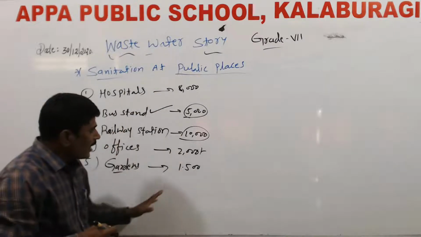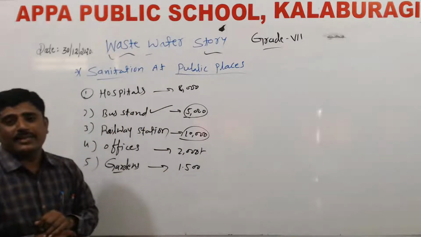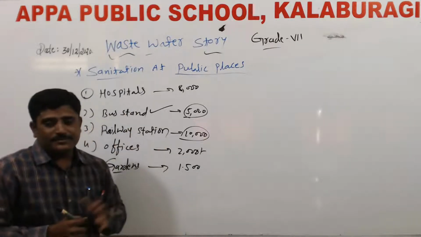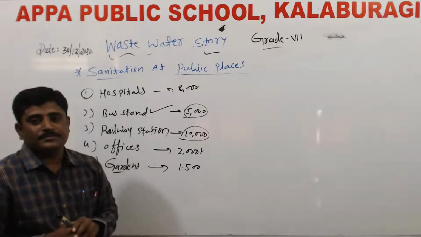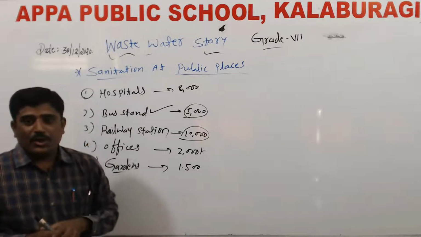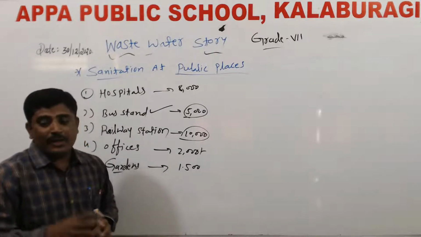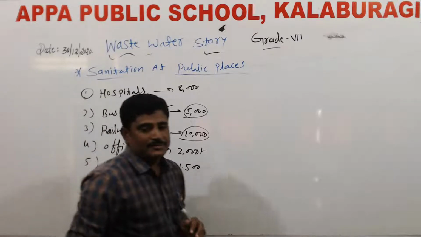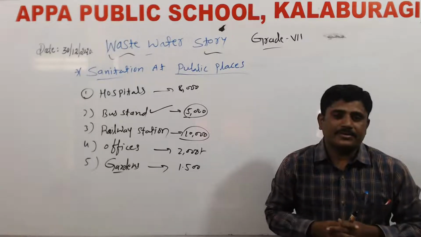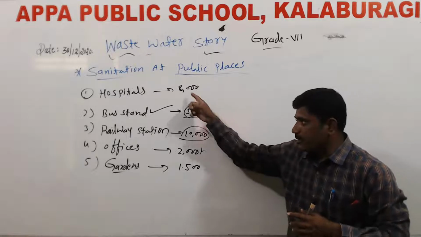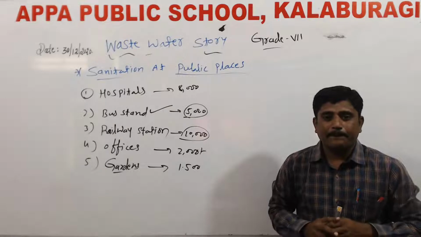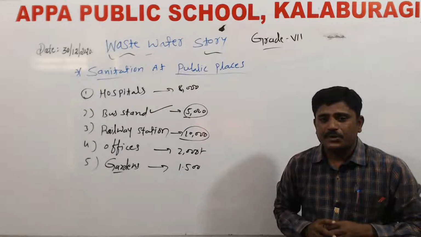So how are they maintaining the cleanliness in those places? If you go to the hospitals, will you maintain the cleanliness? Not will, you have to, because it is a public place. If there is some waste in your hand, you have to throw it in a dustbin, not here and there. If you throw it around, there is a chance of polluting the environment. It may be hospitals, bus stand, railway station or office, wherever, you should not throw here and there.